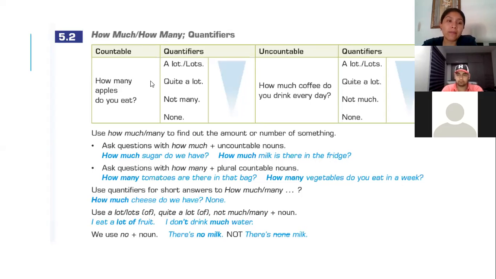Okay, so here, how many apples do you eat? ¿Cuántas manzanas? How many apples? And the answers will be a lot, quite a lot, not many, or none. And it goes like that, in that order. O sea, vamos en el orden de more and less.